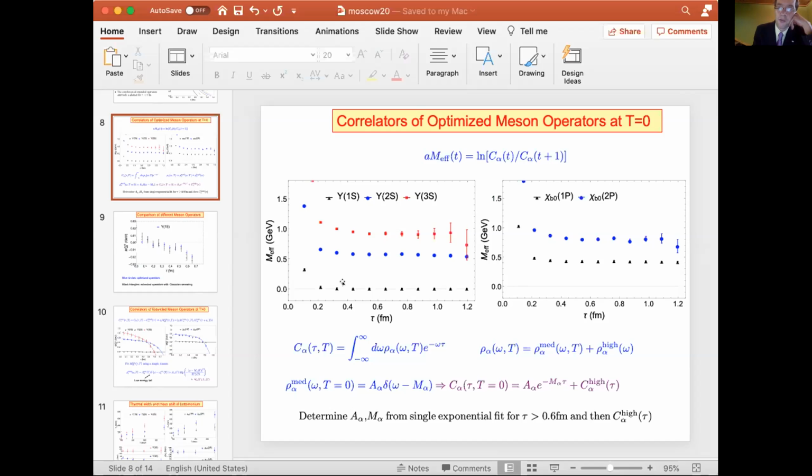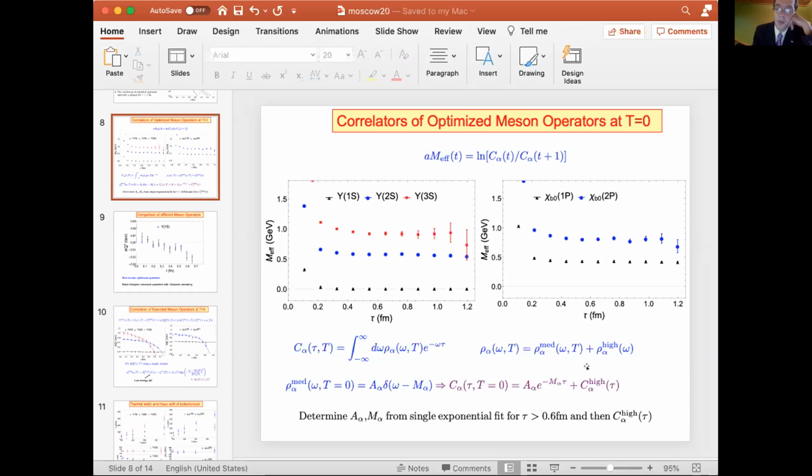And if I use the lattice data only at large enough distances where this part is dominating, I could always at 0 temperature fit with a single exponential decay, right? From the effective mass, you see you have a nice plateau, so it's just given by one exponential. From that large tau behavior I determine the constants A_alpha and M_alpha. And once I know them at 0 temperature, I subtract that part, this exponential decay, from the correlation function, and I'm left with the rest, which is the C_high.